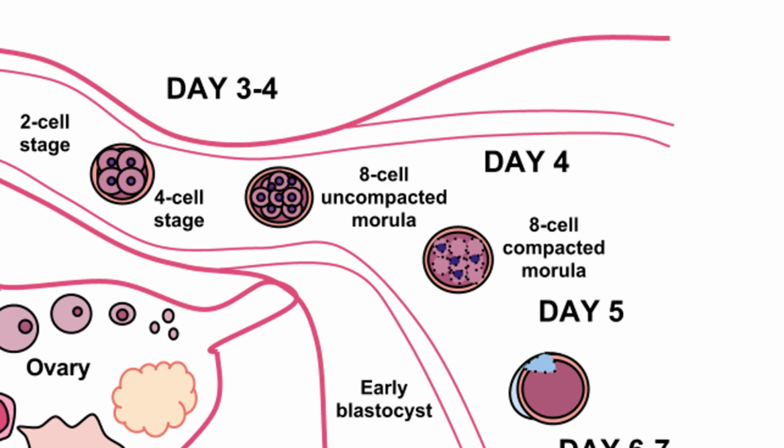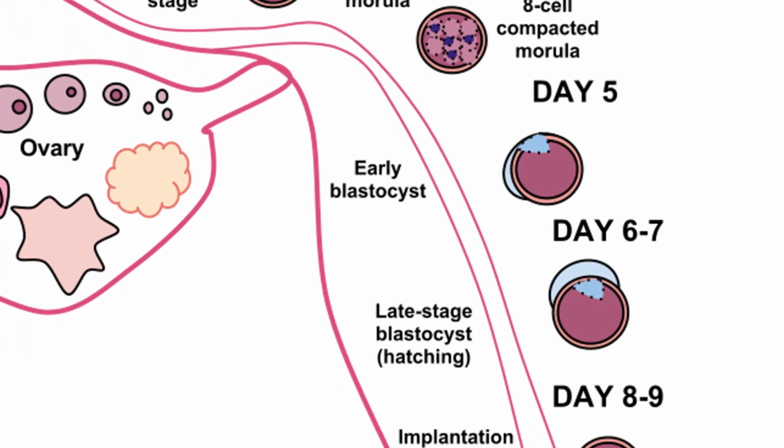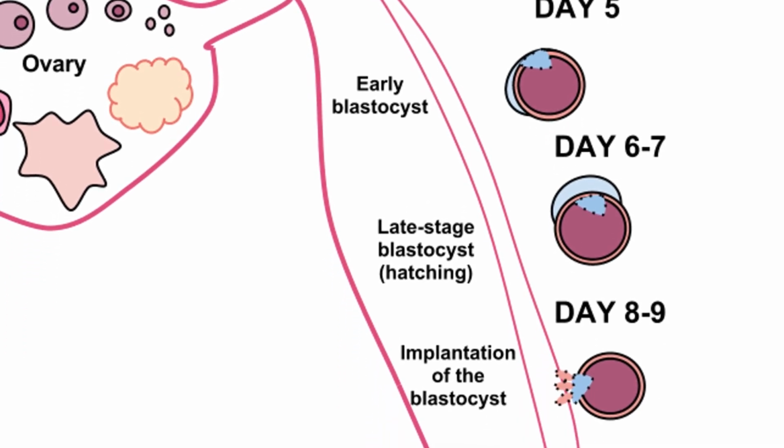The blastocyst moves further in the uterus. At the late blastocyst stage, zona hatching takes place. This is a process where the zona pellucida layer is removed. Actually, the zona pellucida layer prevents implantation of the blastocyst at any abnormal site.